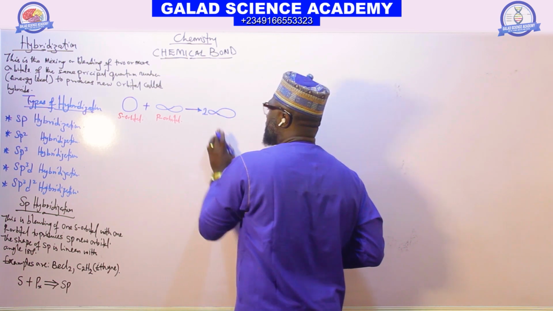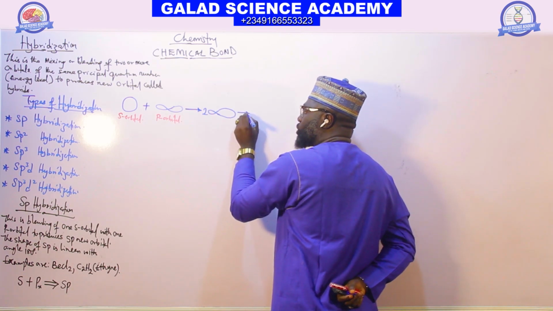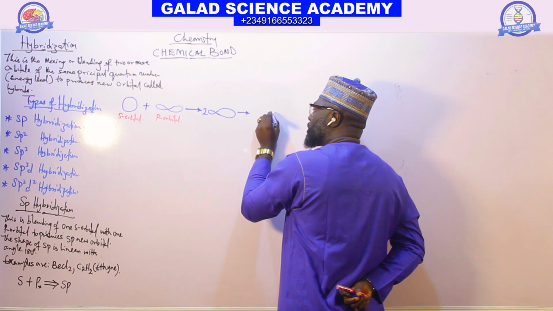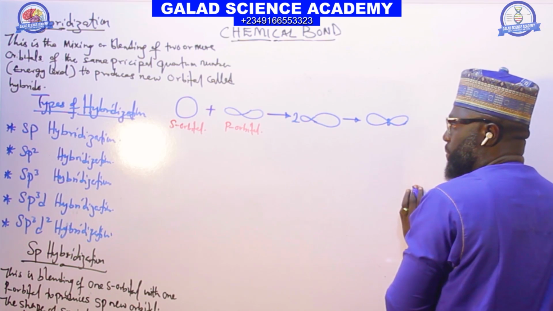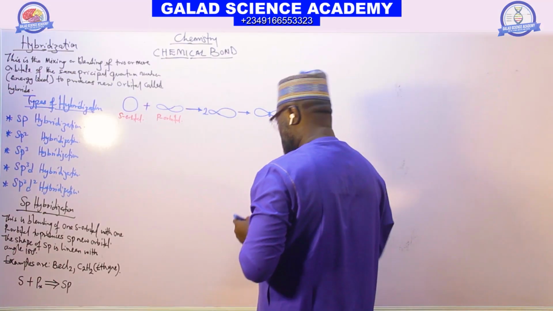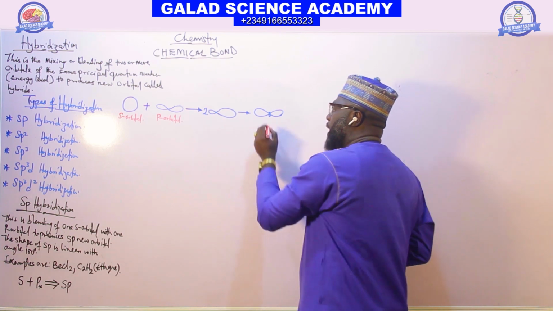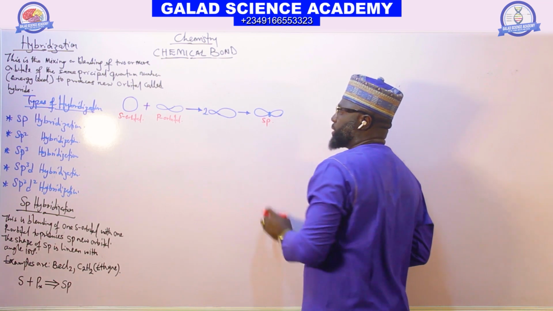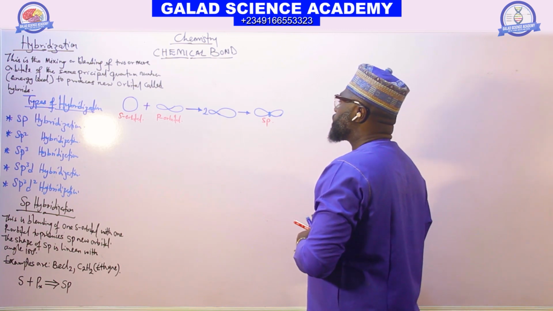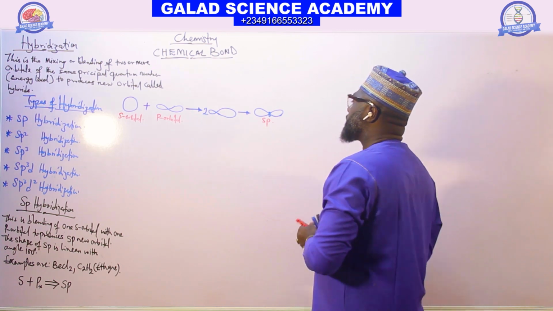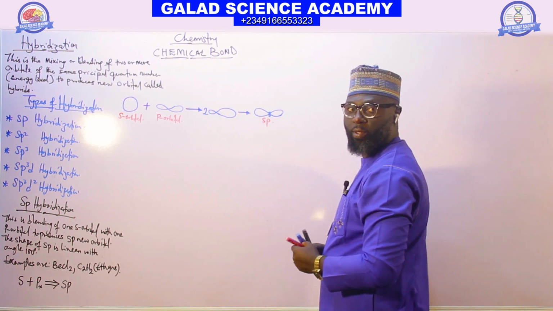Two molecules of what? Of this. So when this now tries to rearrange, it will form something like this nature. And this is what we call SP. You can see that the SP is what? This SP.